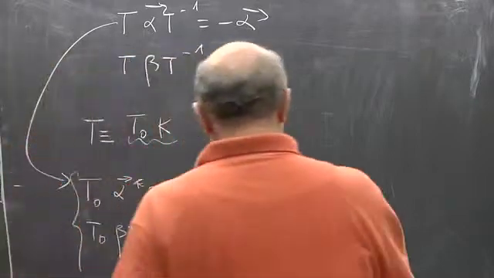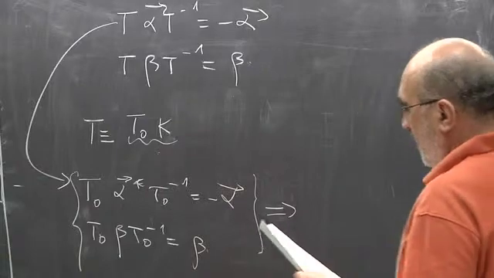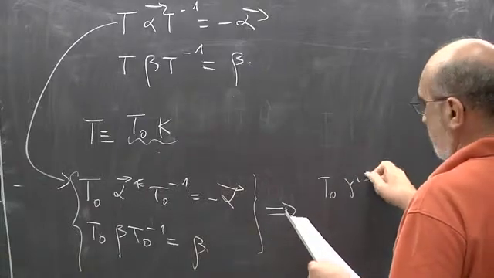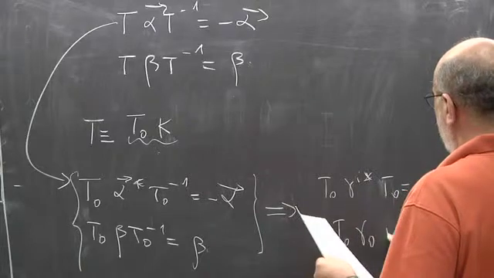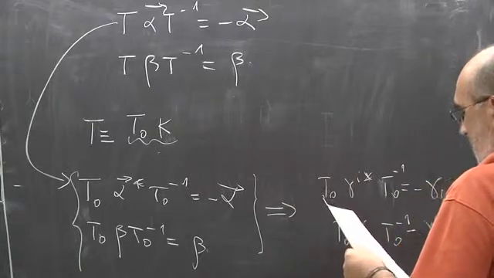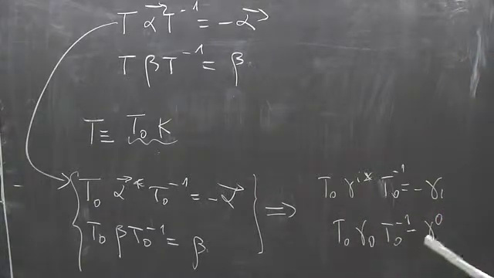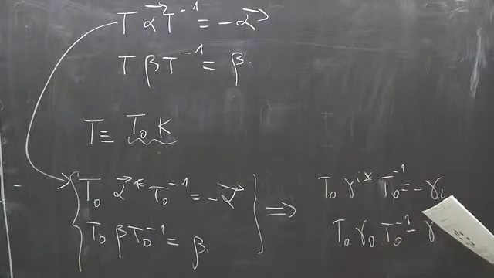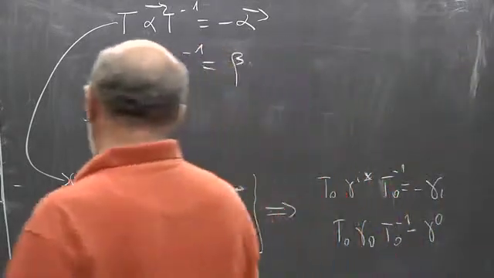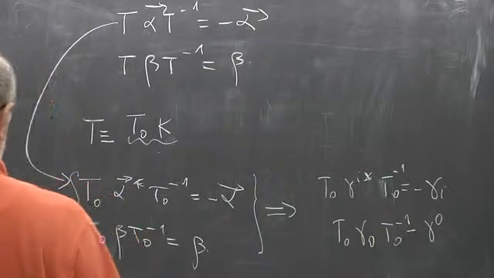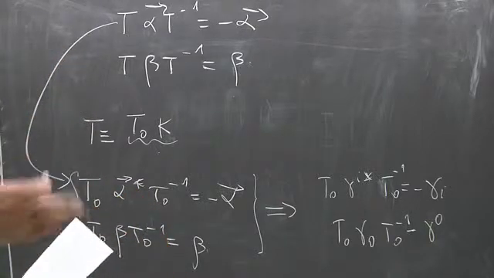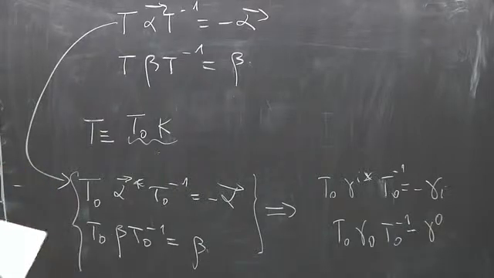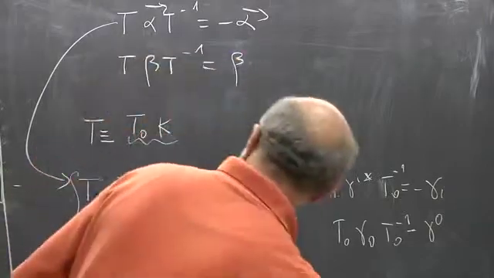Okay, well, you can turn these things into relations among the gamma. This means T0 gamma i star T0 equal minus gamma i, and T0 gamma 0 T0 to the minus 1 is equal to gamma 0. Well, let's remember the form of alpha, and you build the alpha star. Basically the only matrix that is imaginary is alpha 2, because it's built from the sigma 2, and the sigma 2 is the only one that is imaginary. So these things, that now I can cancel here.